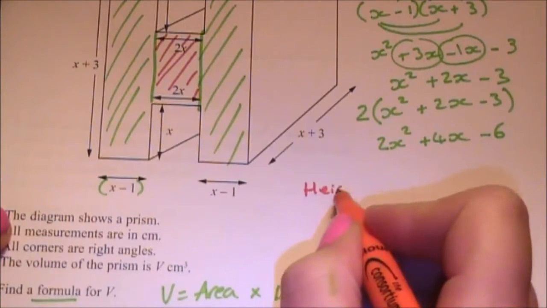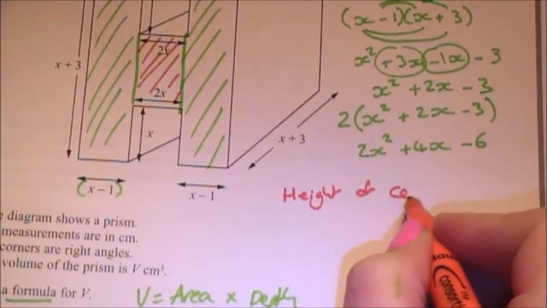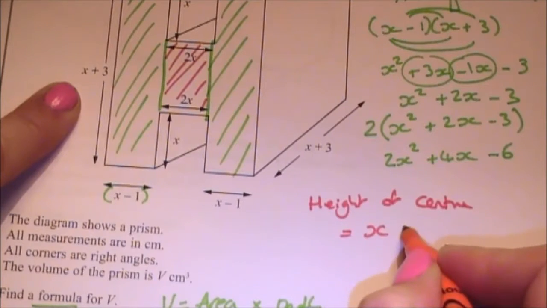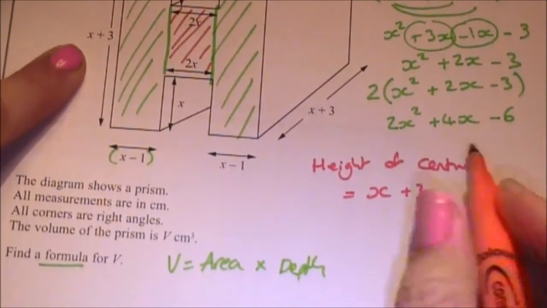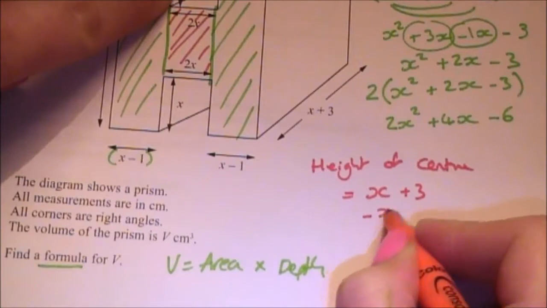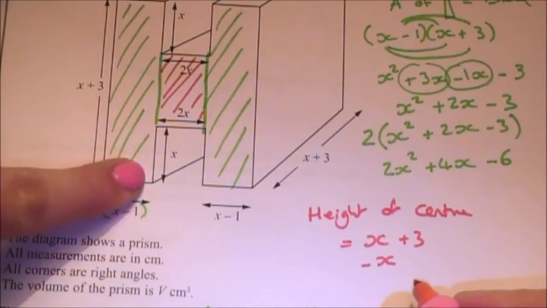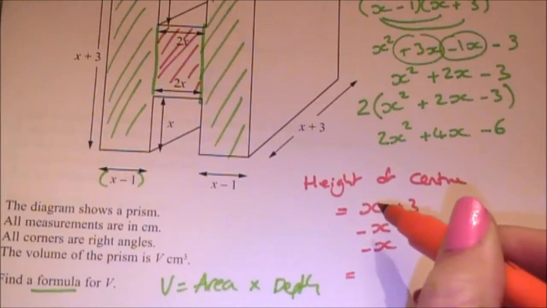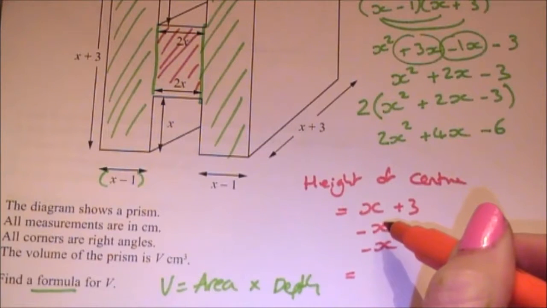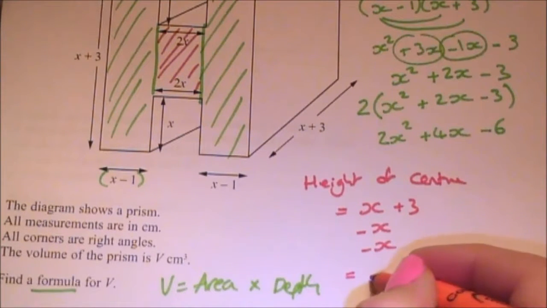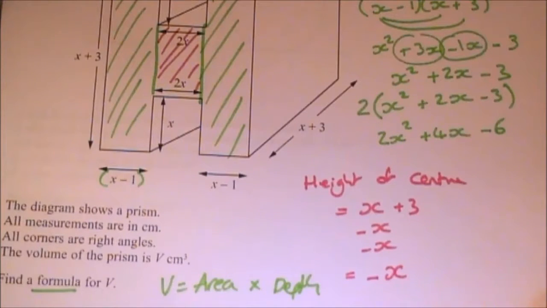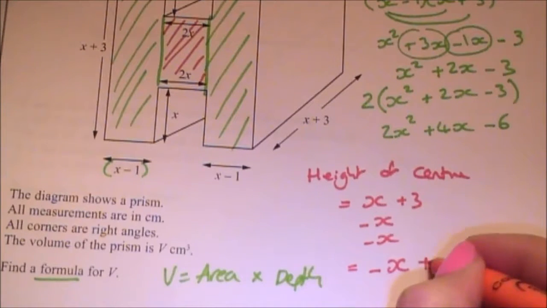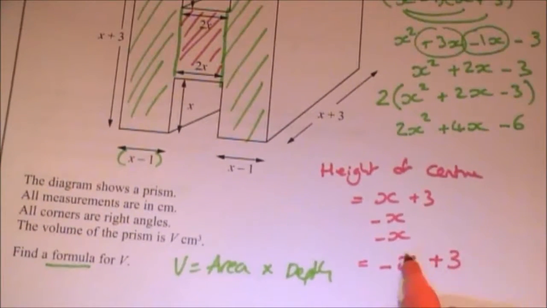So, height of centre is going to be equal to my x plus 3 minus an x minus another x. So what I'm actually going to end up with is x take away x is 0 x's, take away another x is negative 1x, and that 3 I haven't touched, so I've got negative x, add 3.